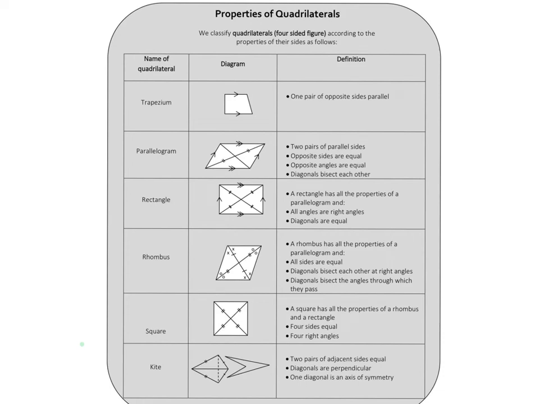Hi grade 7s, in this lesson of 2D shapes we're going to look at the properties of quadrilaterals. So quadrilaterals are four-sided polygons, and we know from our previous lesson that a polygon is a closed shape with straight sides. So we look at a couple of polygons in this lesson, and the interesting ones are a trapezium, a parallelogram, a rectangle, a rhombus, a square and a kite. And these shapes, we call them special quadrilaterals because they have certain properties that we want to look more into.